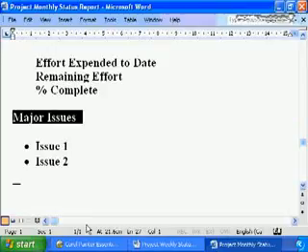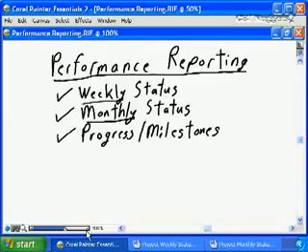And finally would be a progress or a milestone status report. The progress milestone status report would follow a very similar format to the monthly status report, but would typically be done on a less frequent basis, possibly even as infrequently as quarterly, and would go to other project stakeholders who do not receive the monthly status report.